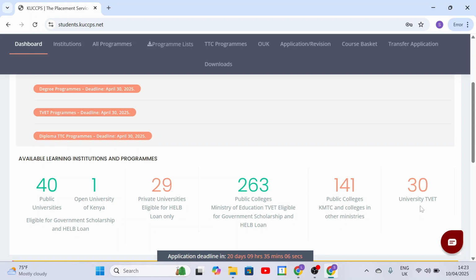What this means is that you might find, for instance, in Kenyatta University, they have a KU TVET, whereby you can go and do a diploma still in KU. So you'll be saying you're in KU, but you're doing a diploma. That's what we mean by university TVET. And you will see them in this particular tutorial, right?